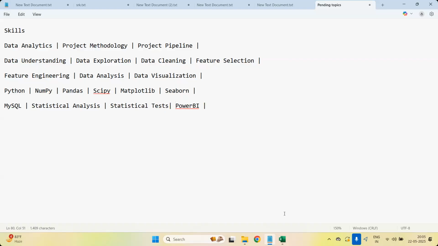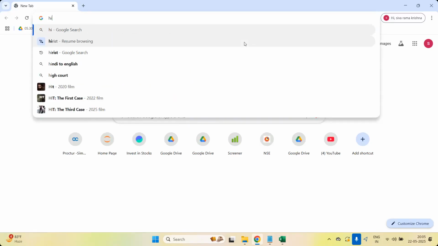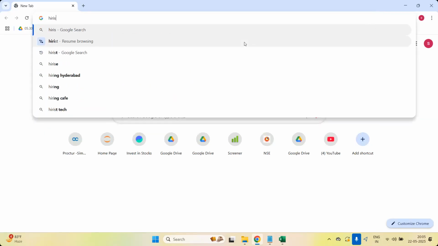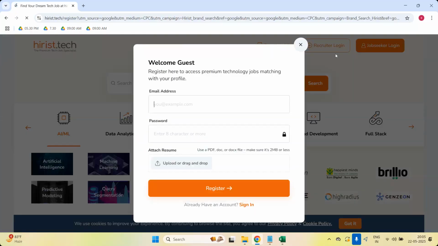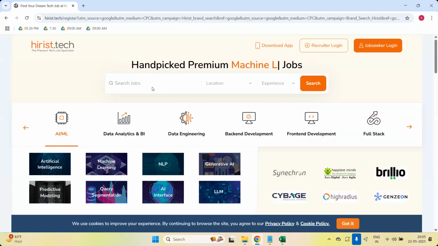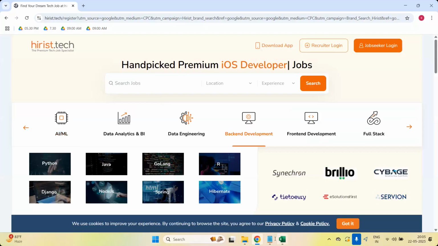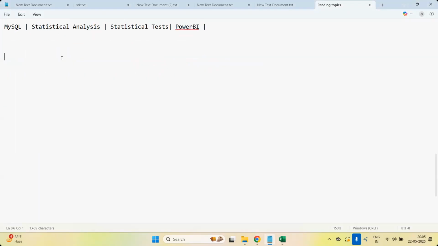Now, see here, I will open one of the job websites in front of you and let us see what skills they require. The websites are Hirist.com, LinkedIn, like this. We have multiple websites. One of my favorite websites, my order is, first I will give top priority to LinkedIn.